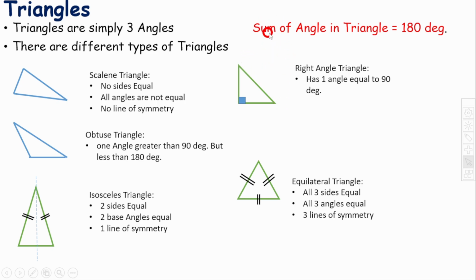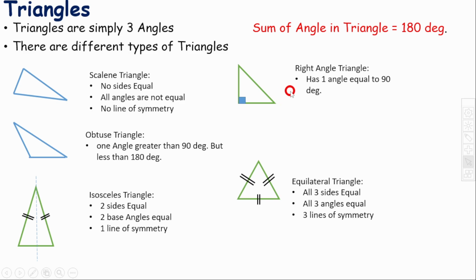Also, you need to know that no matter the kind of triangle, the total of the angles in a triangle is always 180 degrees. The total angle here plus here must add up to 180 degrees. 180 degrees on any type of triangle.